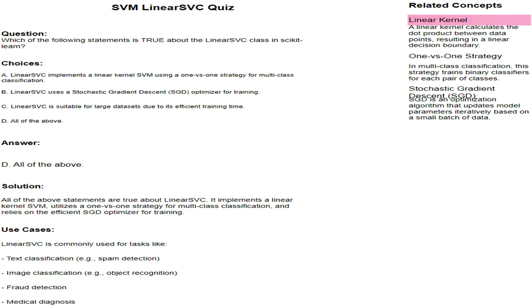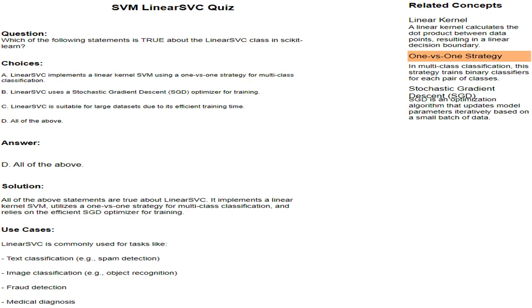Linear kernel. A linear kernel in SVM calculates the dot product between data points. This results in a linear decision boundary, which is a straight line or hyperplane that separates data points into different classes. Imagine you have data points representing customer spending habits, for example income and age, and you want to classify them as high spenders or low spenders. A linear kernel could be used to find a line that separates these two groups in the income-age space. The line would be a linear decision boundary. Linear kernels are suitable for problems where the data is linearly separable, meaning a straight line or plane can easily divide the classes.